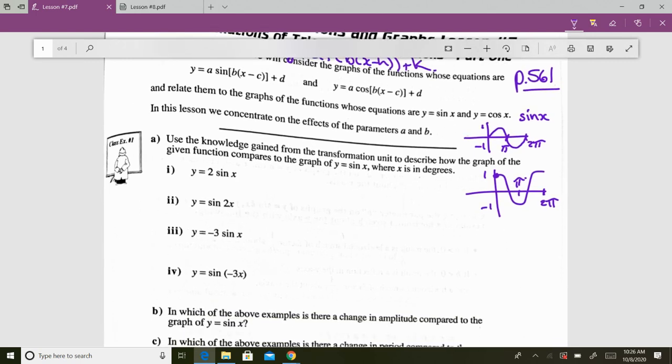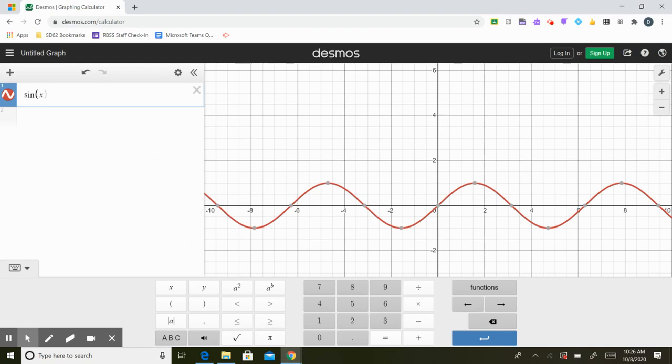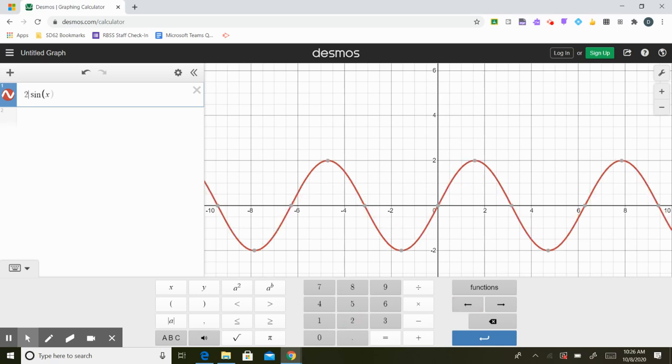So this first graph, 2 sine x. What is that a? I just told you. It's a 2 value. A is 2. What does it do? Yes, so a is 2, therefore it's a vertical stretch by 2. And you can see on the actual graph, here's the sine function. And if I put a 2 in front of it, boom, it just expands. The amplitude is now 2, and the range is -2 to 2. That's all it does. Pretty straightforward.